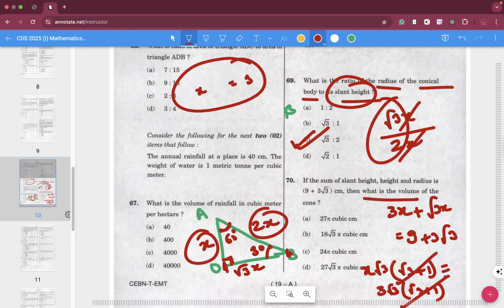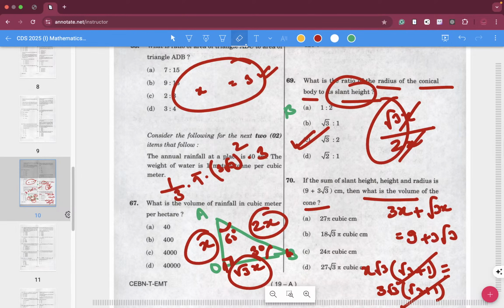Then what is the volume of the cone? The volume of the cone is 1 by 3 pi r square. What is r? Root 3x, which means 3 root 3 whole square into h. What is the value of h? h is 3 over here, folks.